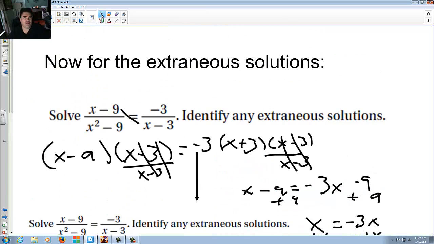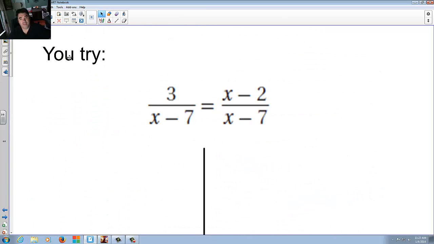So either way you want to play it, you can get it done. Either way you try. Go ahead and solve it this time. Hint, see how they're both the same on the bottom? You could actually just take 3 equals x minus 2. But go ahead and see.